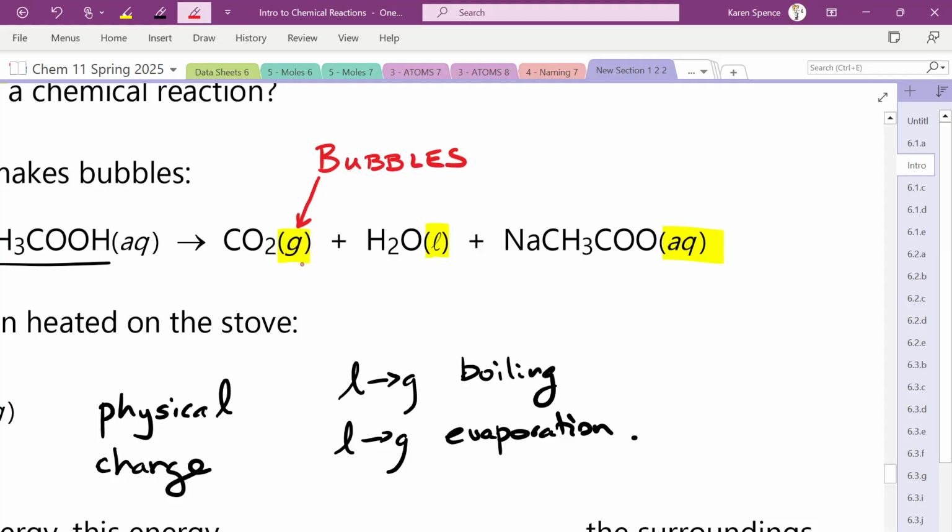Okay, anyway, so we get bubbles. We had a gas, and that is chemical. There's a whole bunch of new substances.